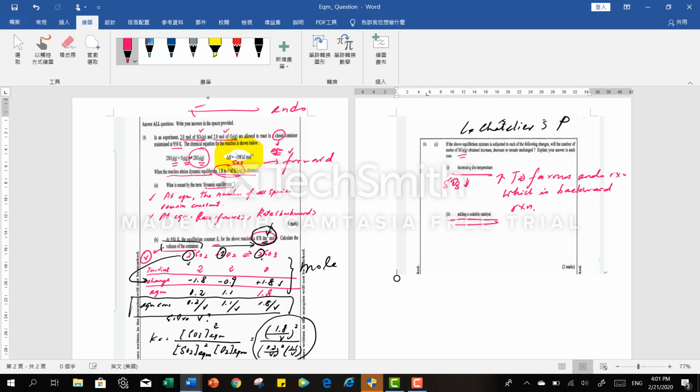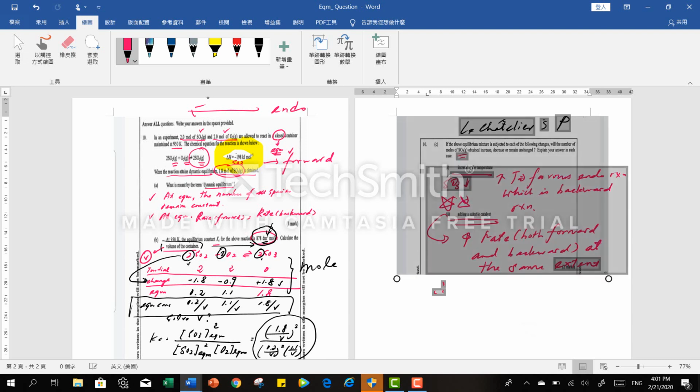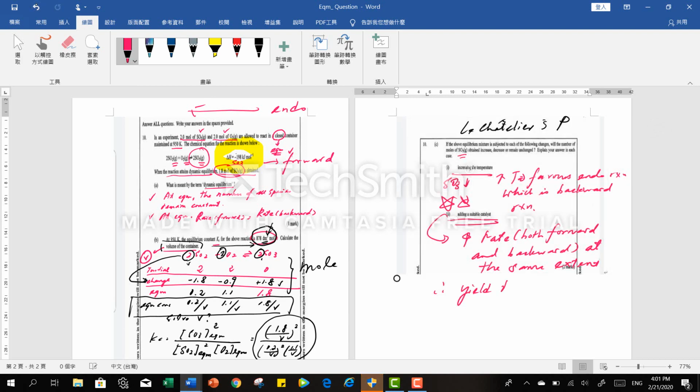Adding a suitable catalyst now. I already told you a lot of times, a suitable catalyst increases the rate of both forward and backward at the same extent. Okay, you can shorten the time to reach equilibrium, but you cannot change the equilibrium position. Therefore, the yield doesn't change since the equilibrium position doesn't change.